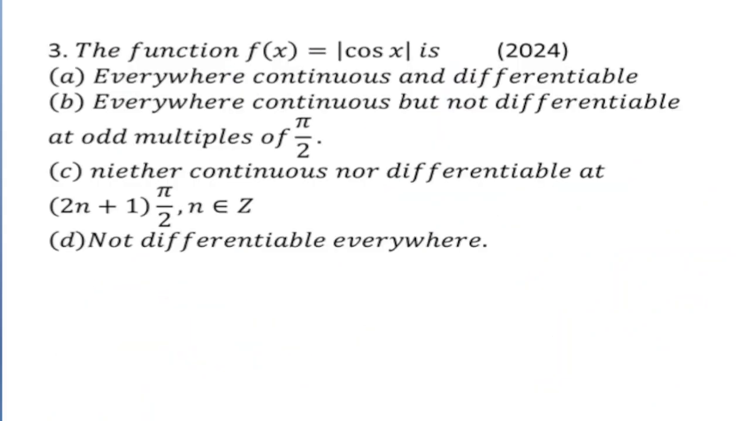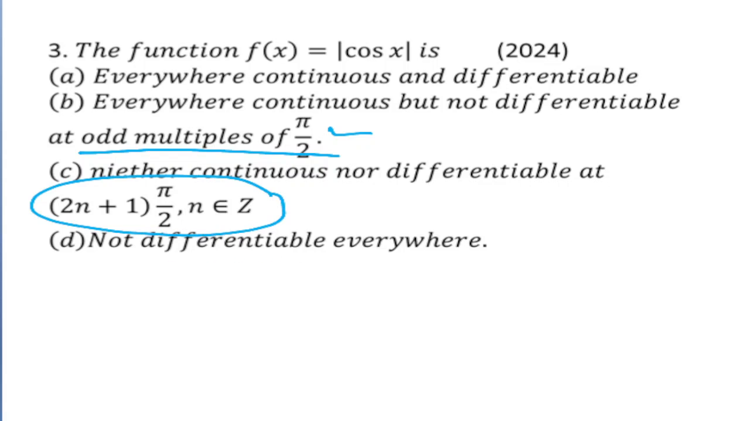So here the third question is, the function f of x is equal to modulus of cos x is, let us read out the options. Option A, everywhere continuous and differentiable. Option B, everywhere continuous but not differentiable at odd multiples of pi by 2. Option C is neither continuous nor differentiable at 2n plus 1 of pi by 2, n belongs to z. This is same as odd multiples of pi by 2. Okay, both are same condition. And option D, not differentiable everywhere.